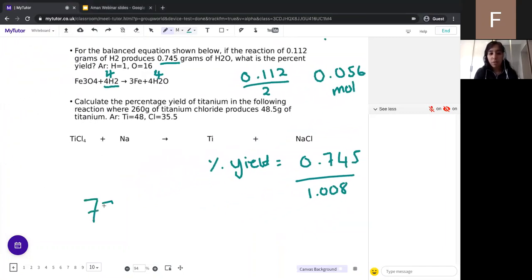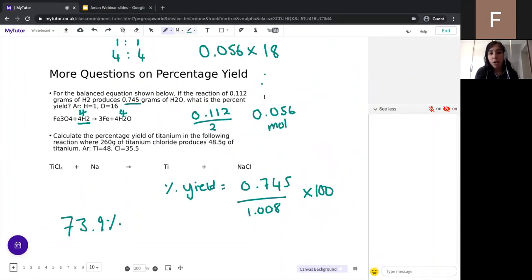Excellent, very well done, everyone. Okay, so there's another question on the screen that you can have a go at in your own time. I don't think we've got time to do it today, but really well done. On Friday, we'll be looking at atom economy and concentration questions.